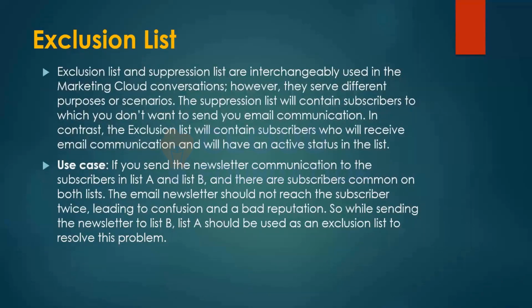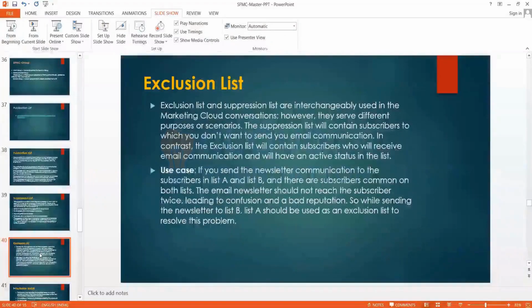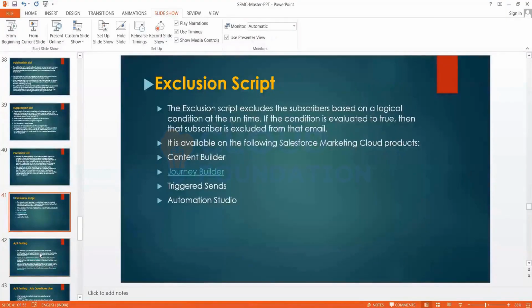Note the concept: the suppression list is only for removing unwanted emails. And exclusion is for whatever active subscriber is present in multiple lists, they will get the mail one time whenever I am sending, instead of duplicates from two places. That is exclusion. With that last point, you can note down.